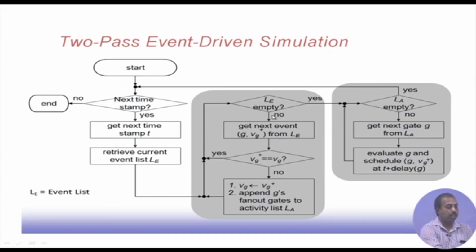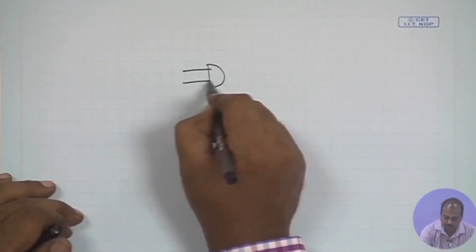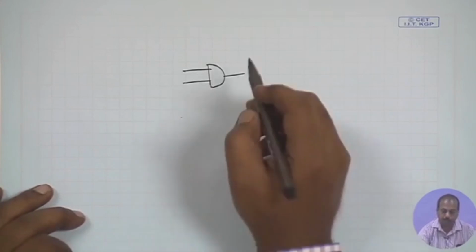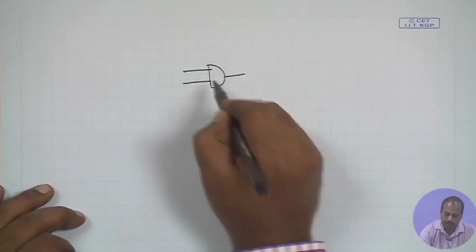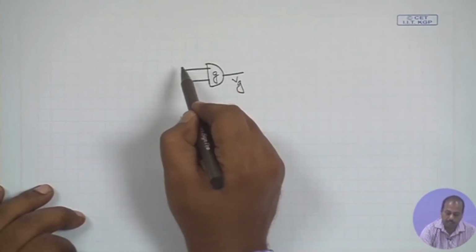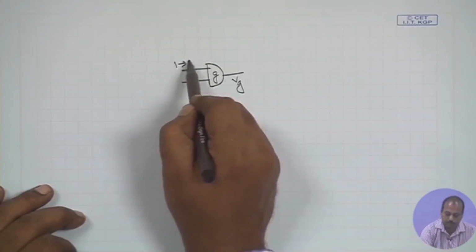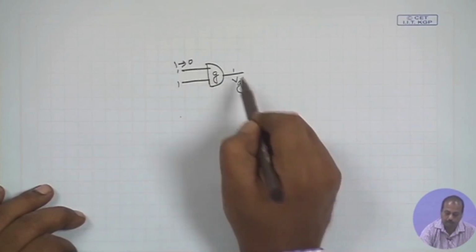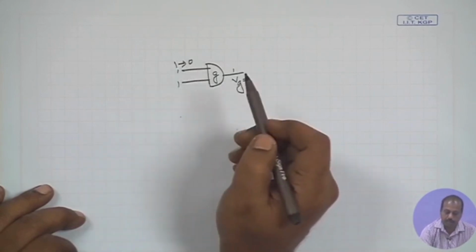If it is not empty, then we get the next event g, Vg plus, from LE. For g, what is the next value that should come. Now, there is a check. Actually, what happens is that maybe I have got this gate. Previously this gate was holding the value Vg. Now, suppose this input changes from 1 to 0. Previously both were 1, so the output Vg was equal to 1.